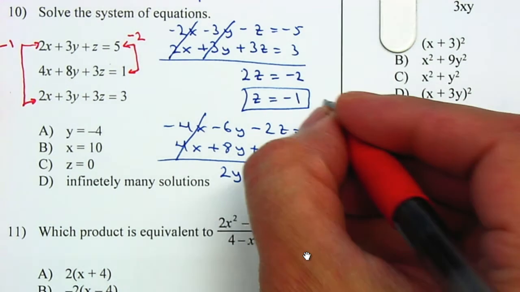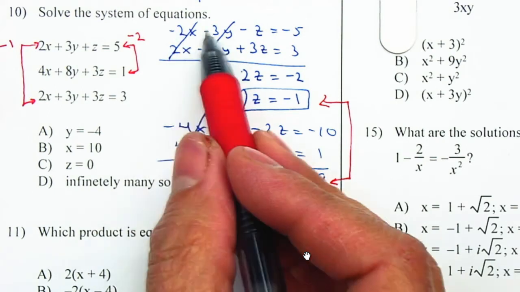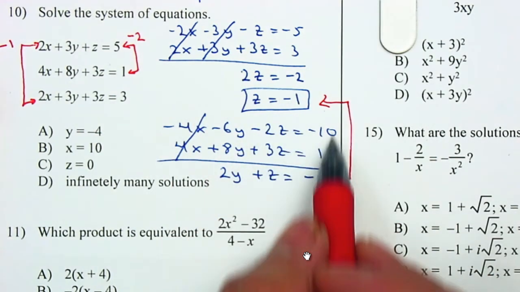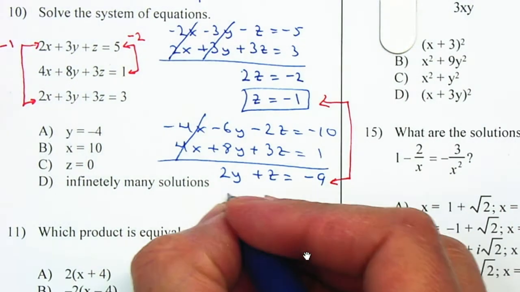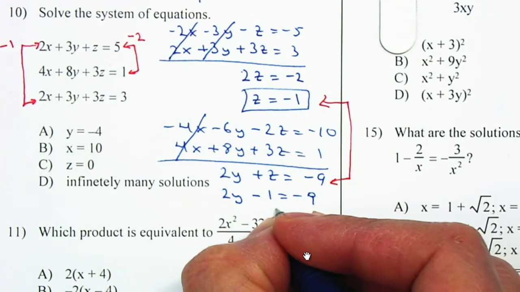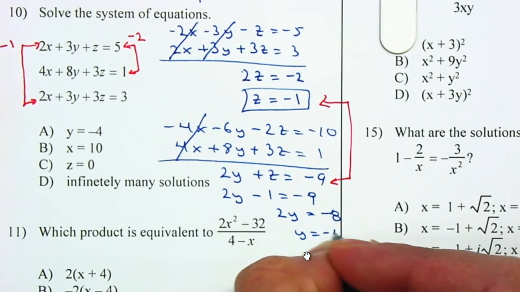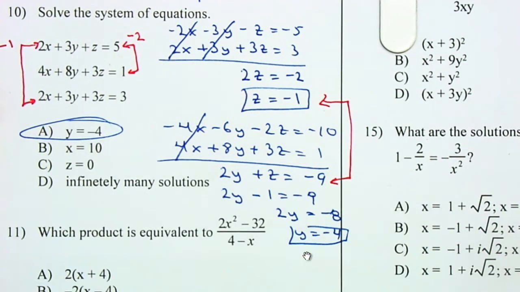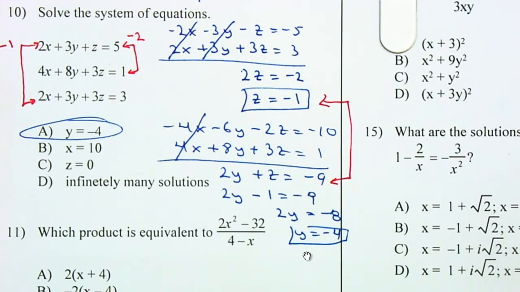Now, ideally, you want to combine those two on the next step. But because they both cancel and we have the value of z, I can just plug this in here. So it gives me 2y minus 1 is equal to -9. Move the 1 to the right, becomes a positive, so -8. Y is equal to -4. Then you can plug both of them into any one of those three equations to get the value of x. But for now, we found the value of y. We know that z is -1.